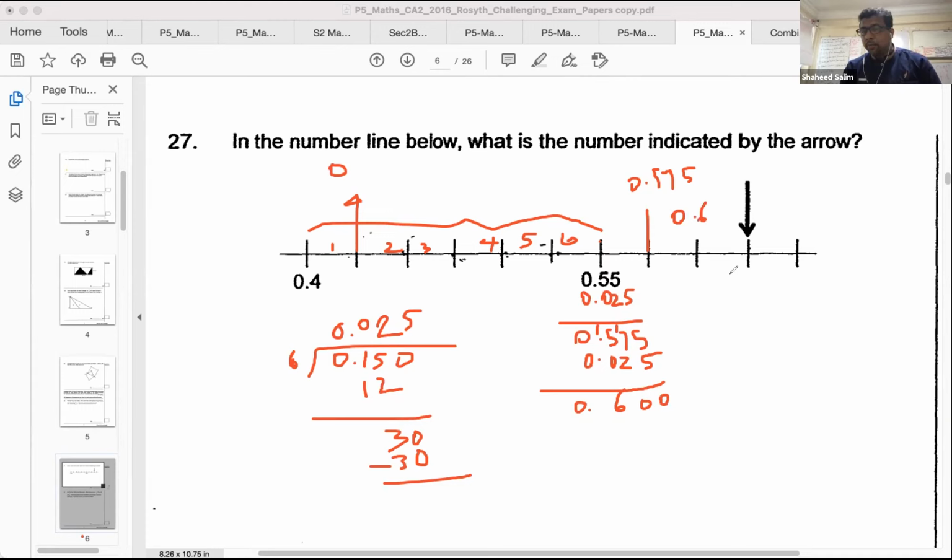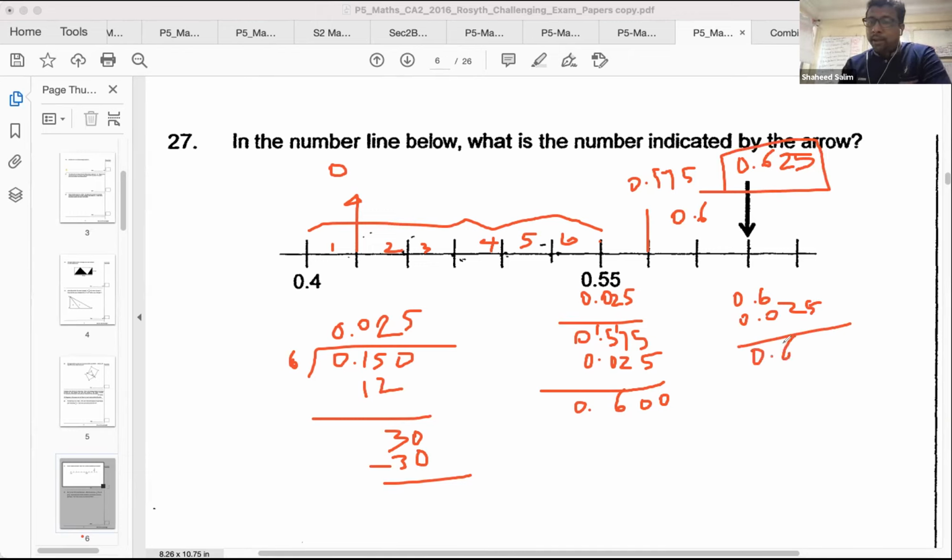The last one now, 0.6 plus 0.025. Together you get 0.625. So your answer is 0.625, you know. Tricky, yeah? But notice I made a mistake when I was distracted.